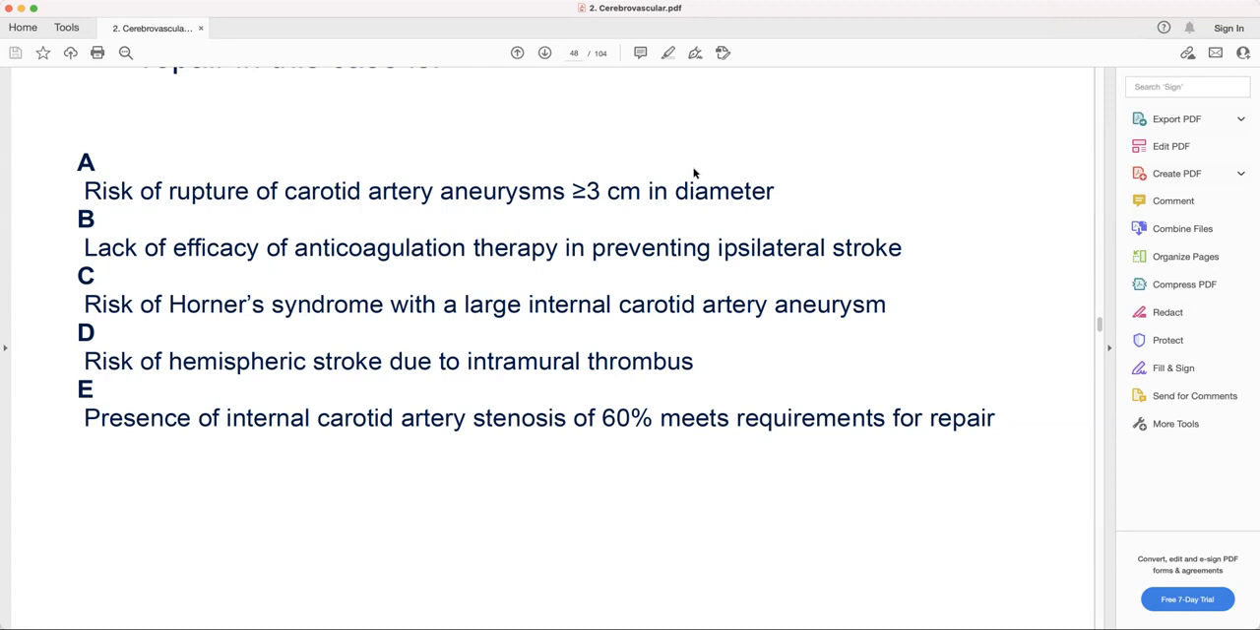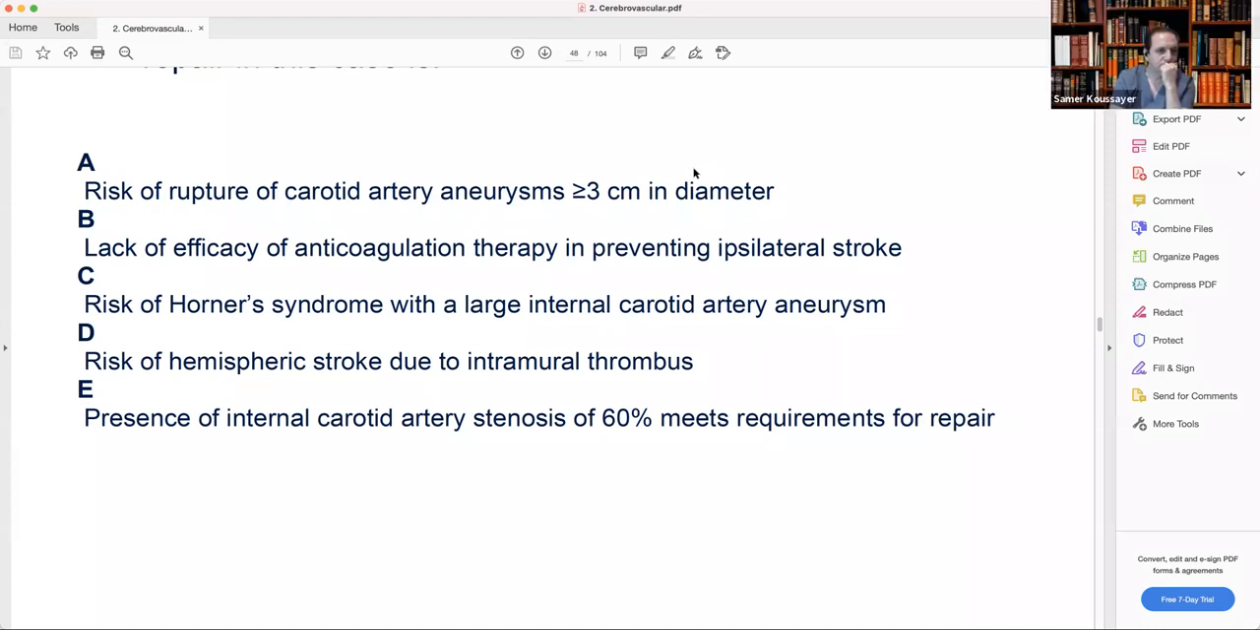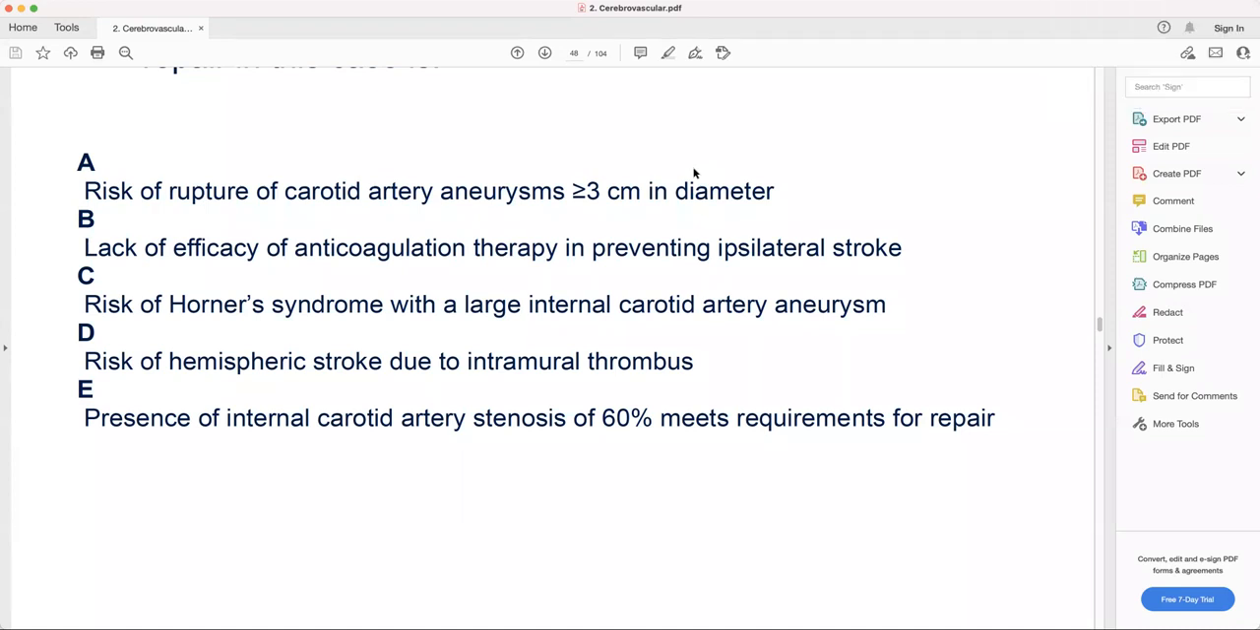Let's go to the next one. B, lack of efficacy of anticoagulation therapy in preventing ipsilateral stroke. So this is wrong. C, risk of Horner syndrome with large internal carotid aneurysm.